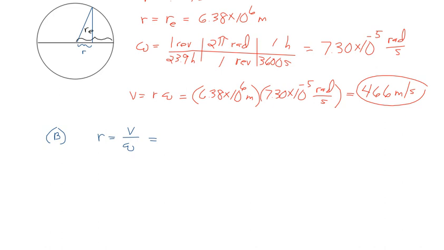155.3. So 155 to 3 significant digits. So 155 meters per second divided by, we already calculated the angular velocity in radians per second, so I don't have to redo that. 7.30 times 10 to the -5 radians per second.